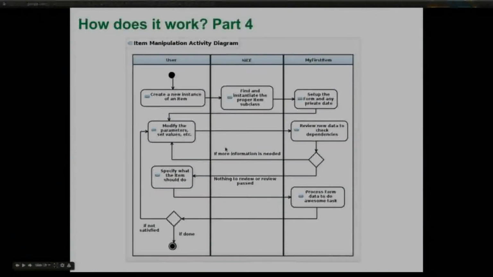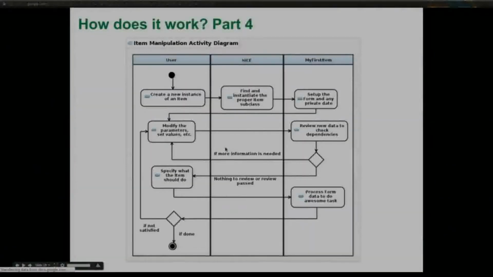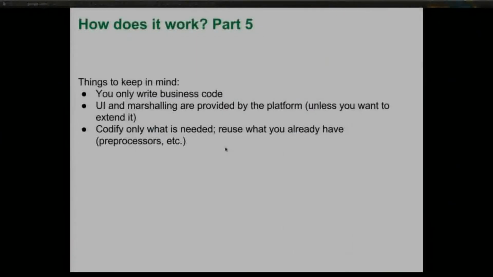That's the workflow. Now, the user on the leftmost column is a person. On the rightmost column, the my first item, that is your code. Everything in the middle is our platform. Things to keep in mind again, you only write your business code. You don't write a bunch of platform code. You just write your business code.